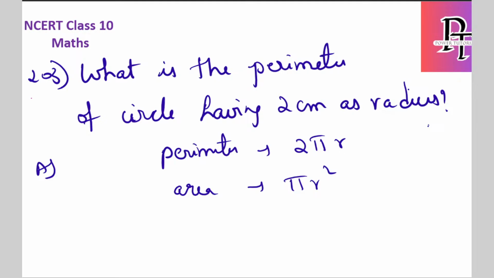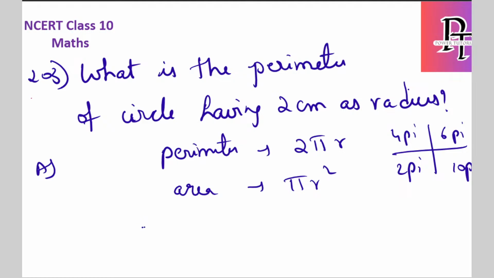So let's read the options also. It is 4 pi, 6 pi, 2 pi, 10 pi. If you are watching this video later, I suggest you pause this video here, try the answer, and then go for the solution. Okay. So let's see the answer here.